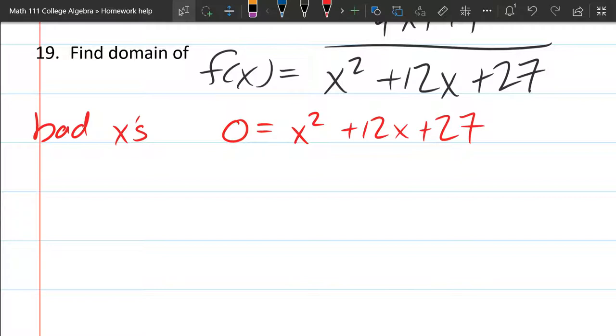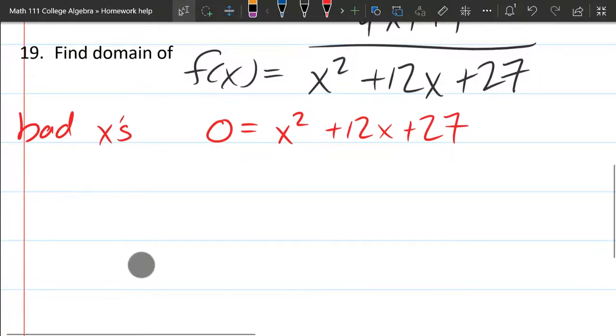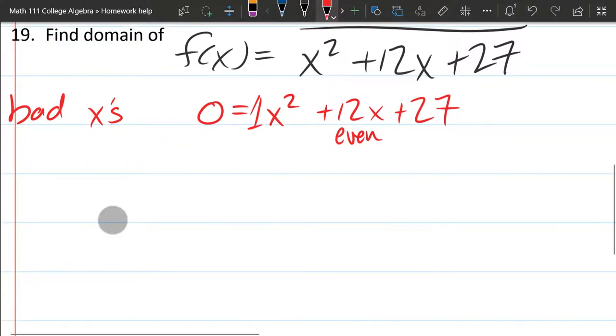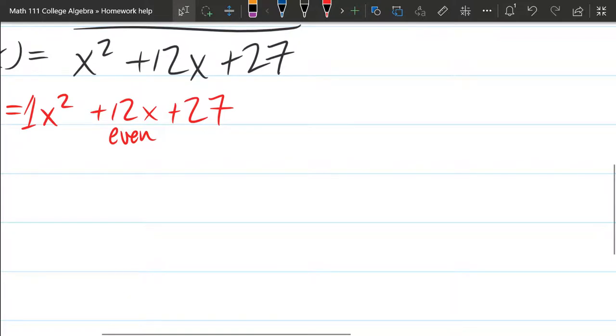So we're going to find some bad x values. I'm expecting a maximum of two numbers here. And then we're going to say the domain is all numbers that are not these. All right, how to solve? Lots of ways to solve quadratics. Anytime there's a 1 in front of my x squared term and my x coefficient is even, I'm going to use complete the square. So let me write complete the square over here.